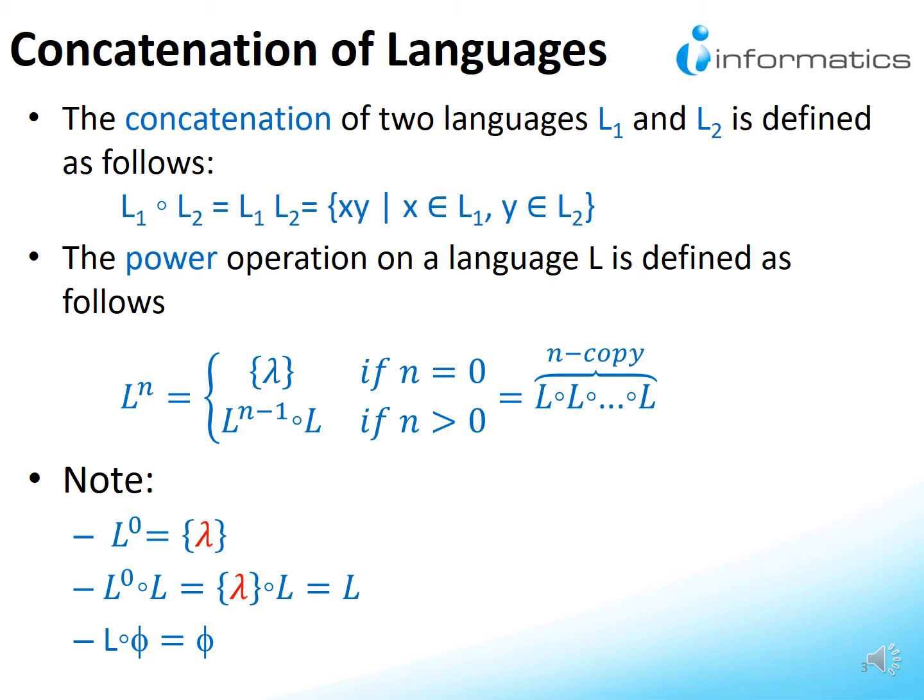Note that in this way, L to the power 0 concatenated with L, which is the empty string concatenated with L, will be back to L. Note that a language containing only the empty string is different from the empty set. The empty set concatenated with any language will be back to the empty set.